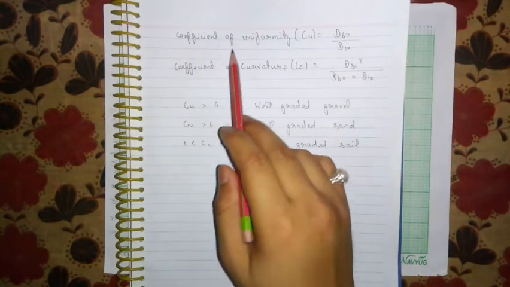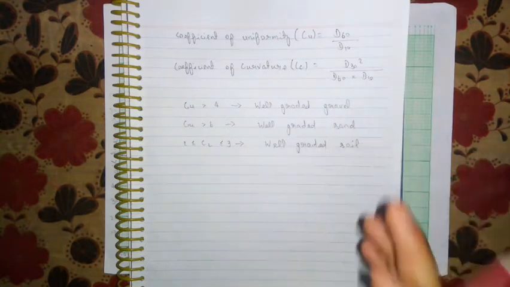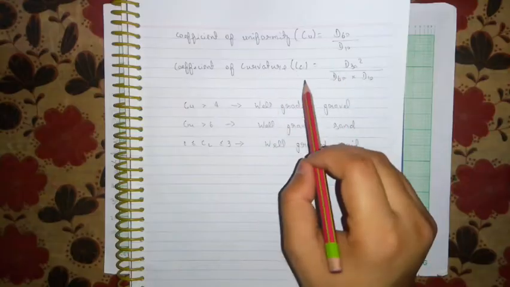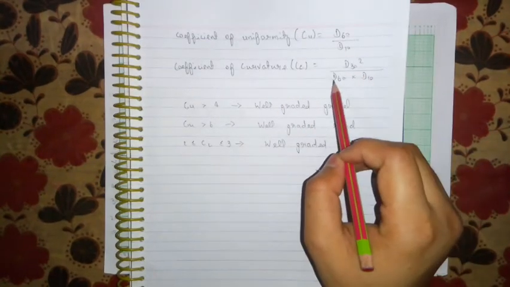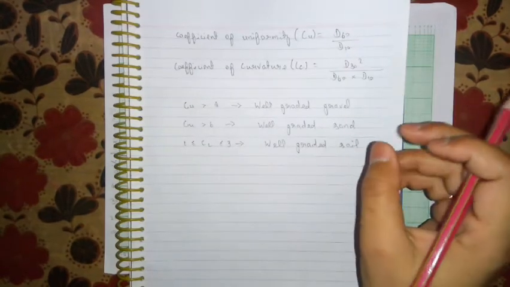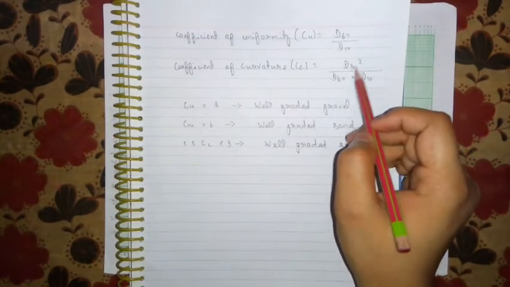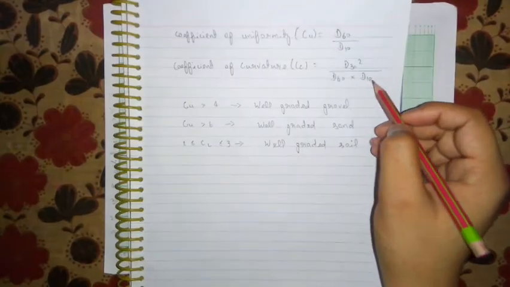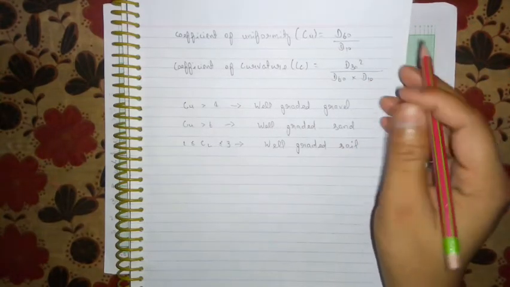On the basis of the curve we obtain these two values, and these two values are helpful in classifying the soil. The coefficient of uniformity, the formula for obtaining this is d60 upon d10, and the coefficient of curvature is equal to d30 square divided by d60 into d10. Here d60, d10 and d30 are basically the particle sizes below which 60%, 10% and 30% of the particles, respectively, are finer than that particular size.